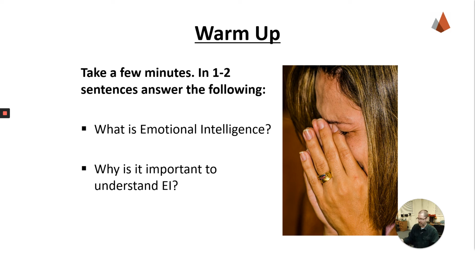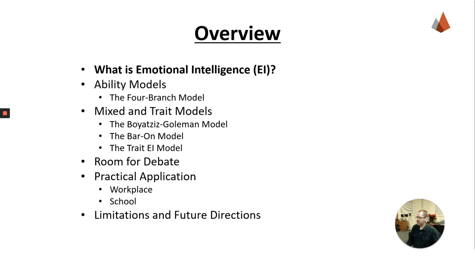And perhaps why it's important. So let's go on to the next. First we want to look at what is emotional intelligence, and then you see these other models. There's a 4-branch ability model, there's mixed and trait models, and you see what those are, and how much room do you have for debate in this? Is this a precise and exact science, or is there some latitude here, and then some practical application to this?